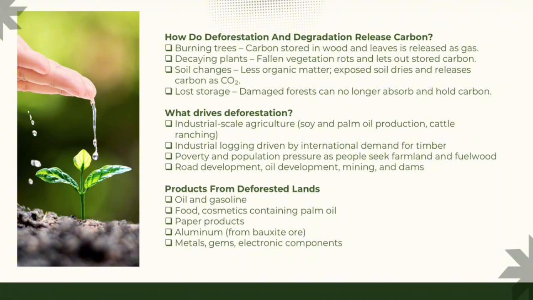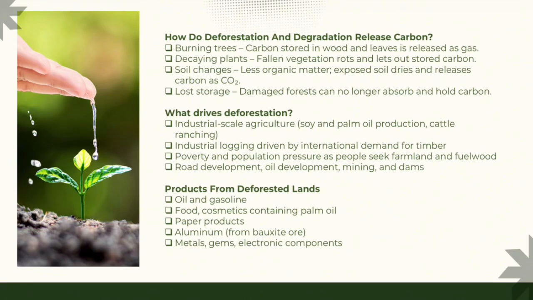Some families also clear small parts of the forest because they need land to grow food or to collect wood as fuel or charcoal for cooking and heating. Forests are also cleared to build roads, to search for oil, to dig mines, or to make dams for water and power. These are some of the causes why deforestation happens.